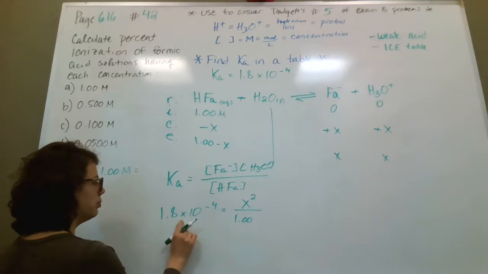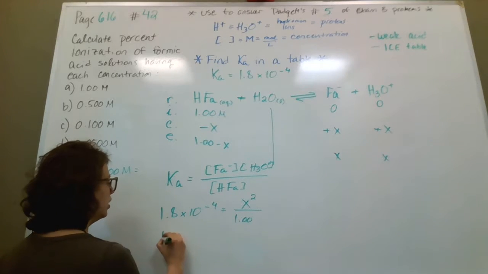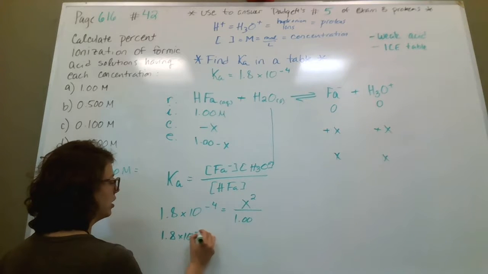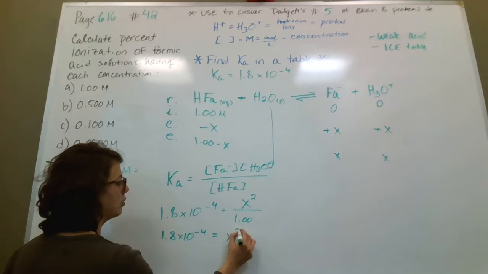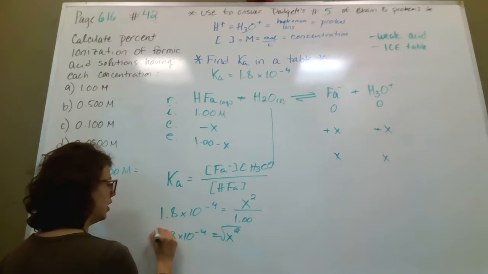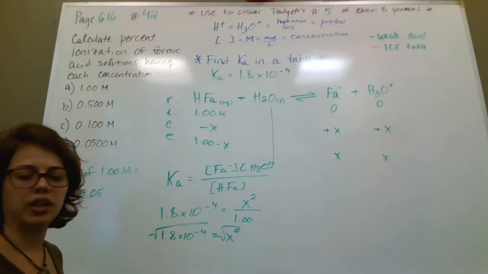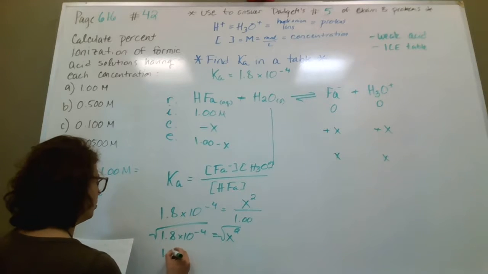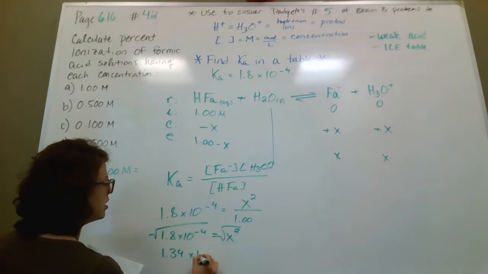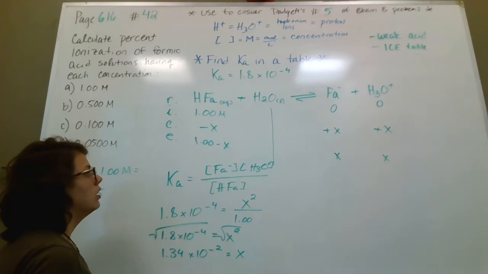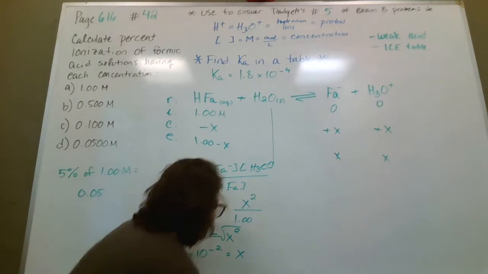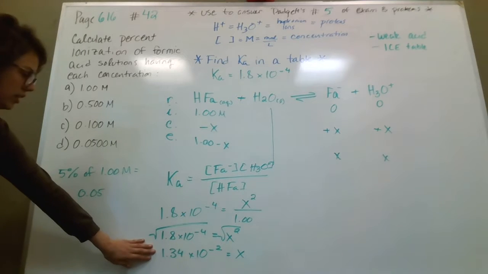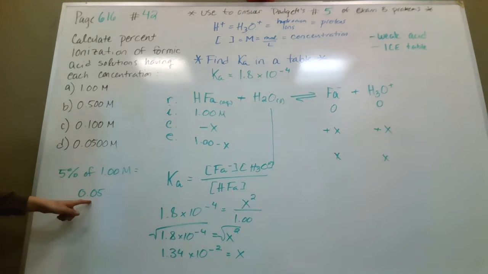1 times 1.8 times 10 to the negative 4 is 1.8 times 10 to the negative 4, equals x squared. Square root both sides, and you'll get 1.34 times 10 to the negative 2 equals x. So that gives us our x, and our x is less than 0.05, so we are in the clear.